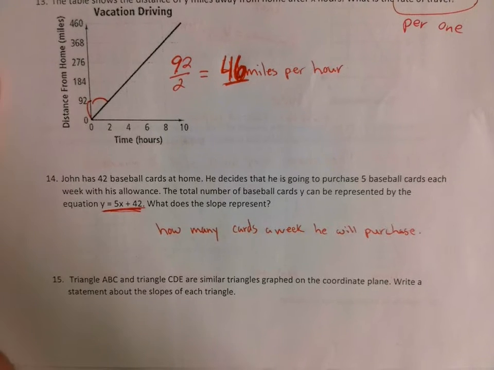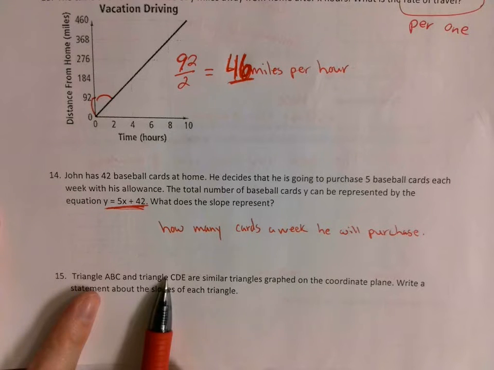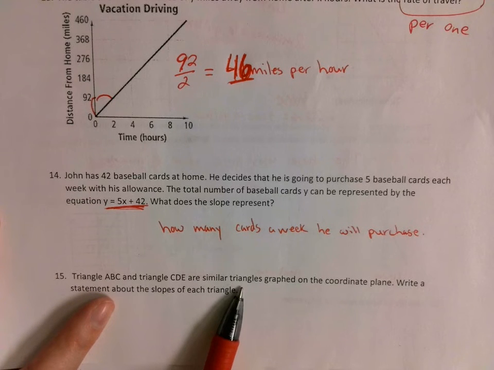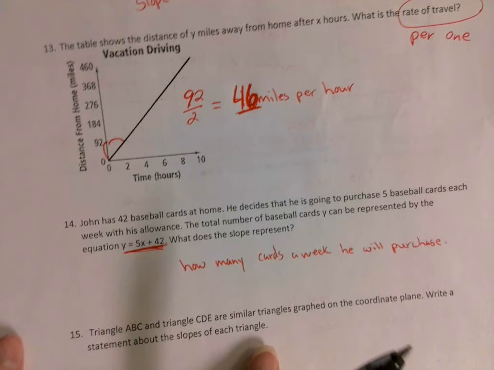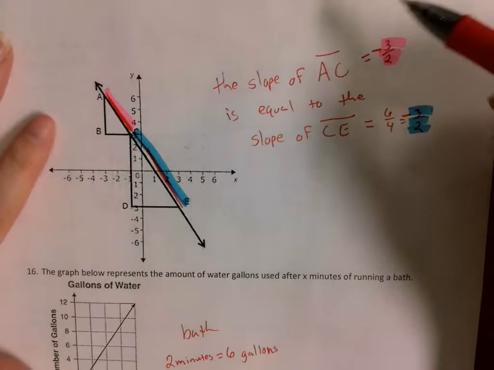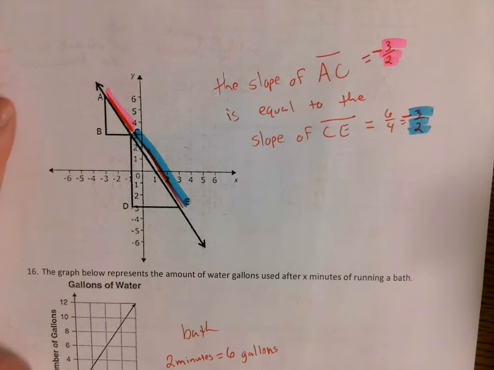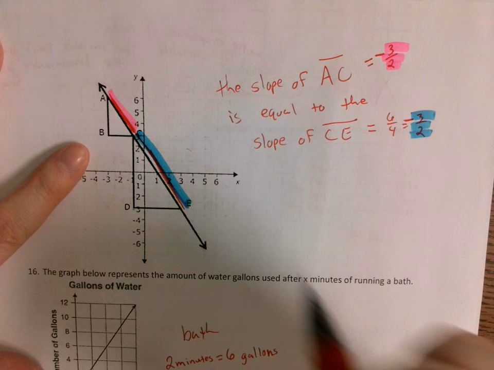Number 15, I know that I have the question here, but the graph is on the back. So 15 is saying triangle ABC and CDE are similar triangles graphed on the coordinate plane. We're going to write a statement about their slopes. So if they are similar triangles, then that means that their slopes are equal. If they are similar triangles, their slopes must be equal.